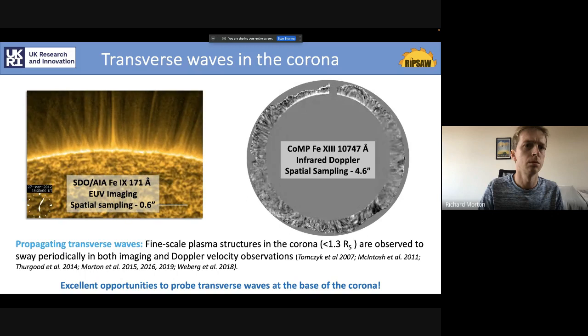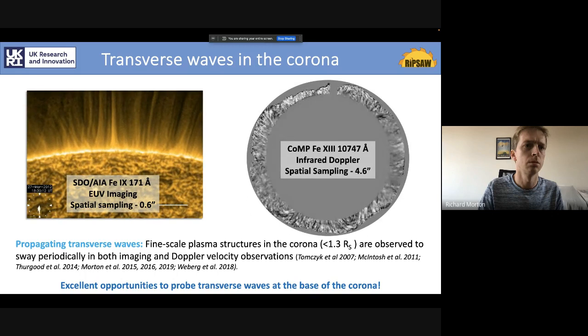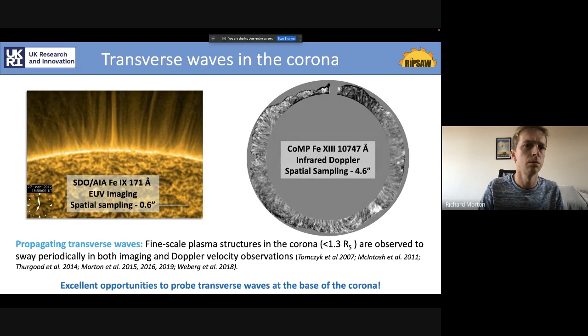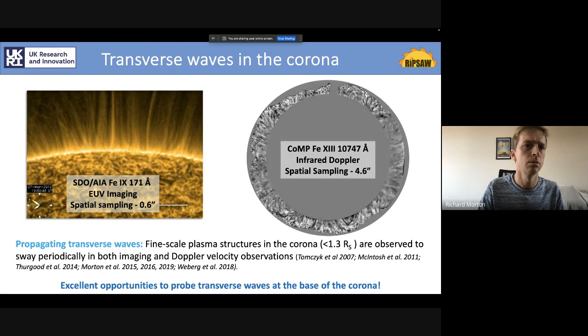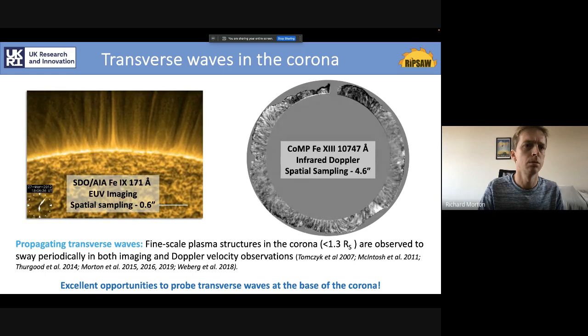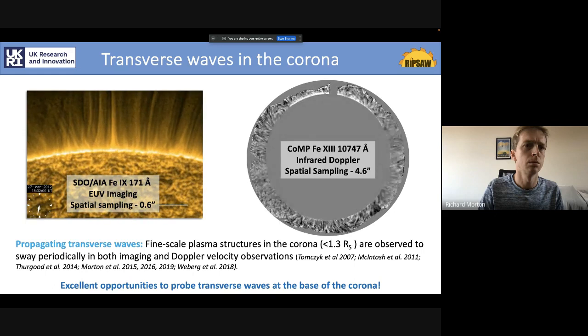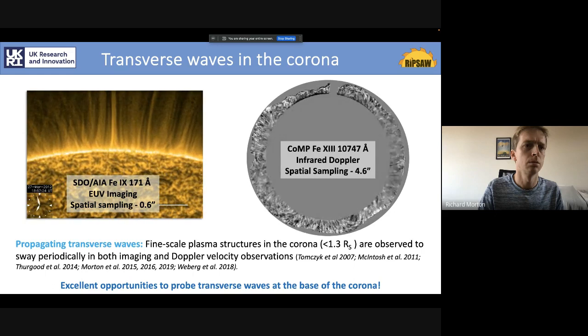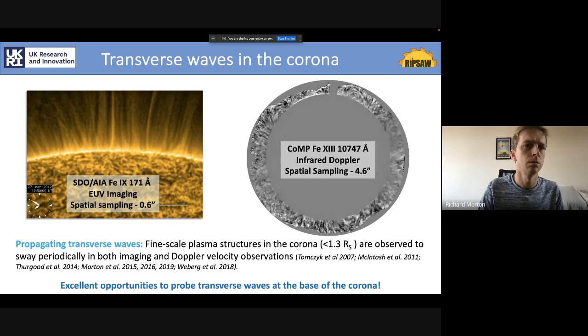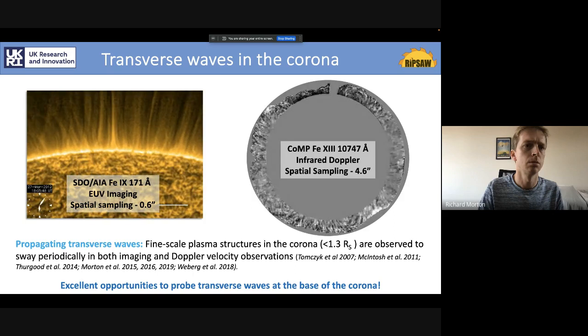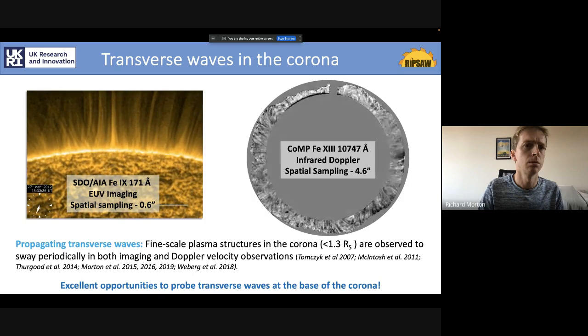On the left-hand panel, we have the SDO image. So this is just 171 angstroms, so in the EUV. And this is a polar region. And you can see fine-scale structure above the limb. And hopefully, if the video quality is good enough, you can see this structure moving from side to side, swaying periodically. It's much easier to pick out in CoMP Doppler velocity, which is the movie on the right.